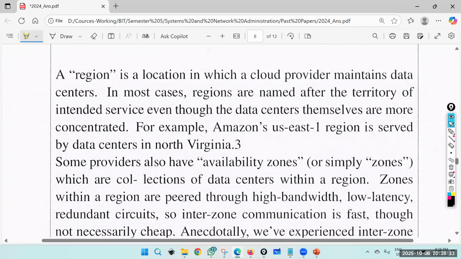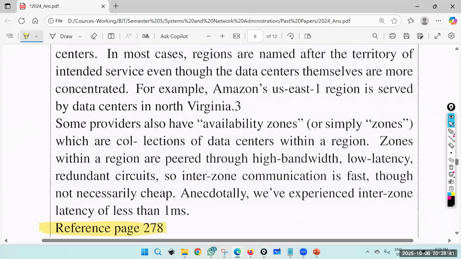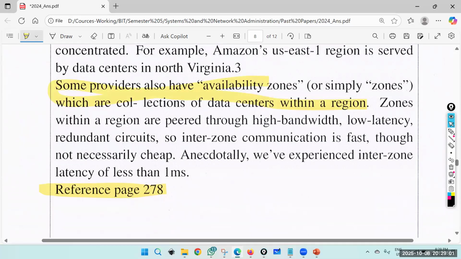USC is one, Virginia three. Anyway, I don't think that they expect this kind of details, right? But you just need to explain it with some examples. Some providers also have availability zones, or simply zones, which are collections of data centers within a region. Zones within a region are peered through high bandwidth, low latency links and so on.